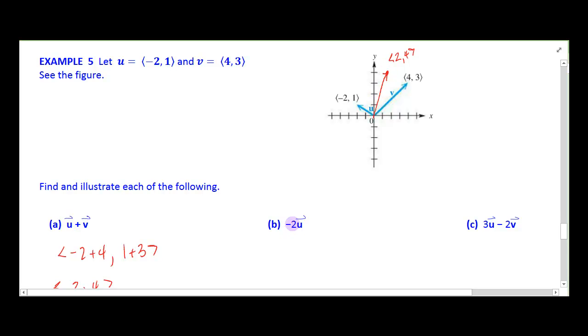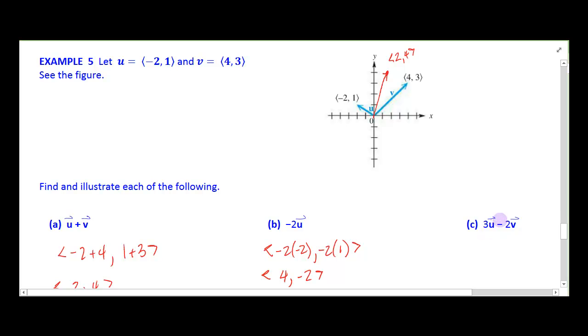Let's practice that again with scalar multiplication. In this particular case, we're going to take each of the components of vector u and multiply by -2. So I have a -2 times the -2 already there, and -2 times the 1 that's already there, giving me a new vector which looks like 4, -2. So this would be my new vector here.